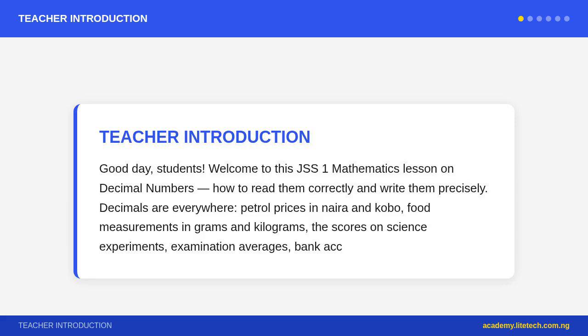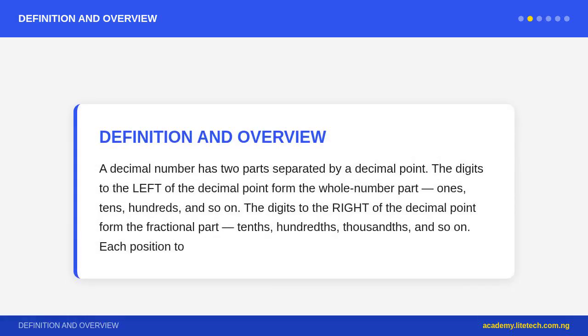For the number 47.358: 4 is in the tens place, value is 40. 7 is in the ones place, value is 7. 3 is in the tenths place, value is 3 tenths, or 0.3. 5 is in the hundredths place, value is 5 hundredths, or 0.05. 8 is in the thousandths place, value is 8 thousandths, or 0.008.